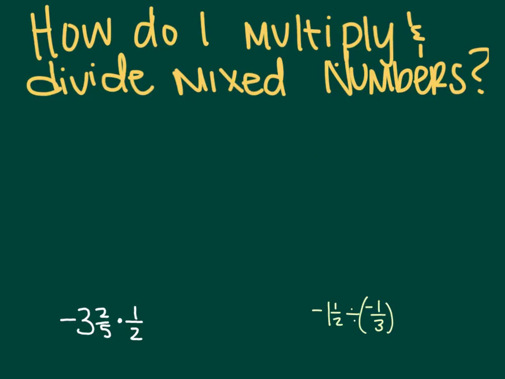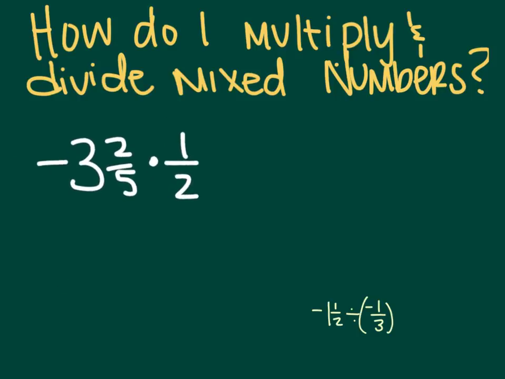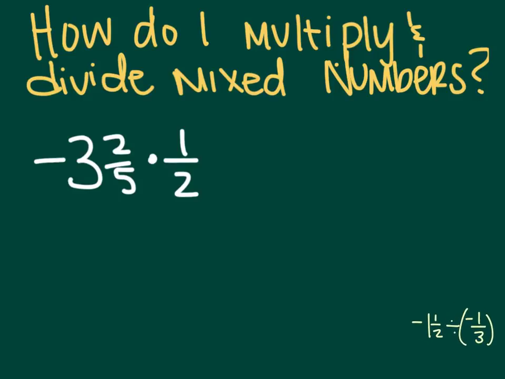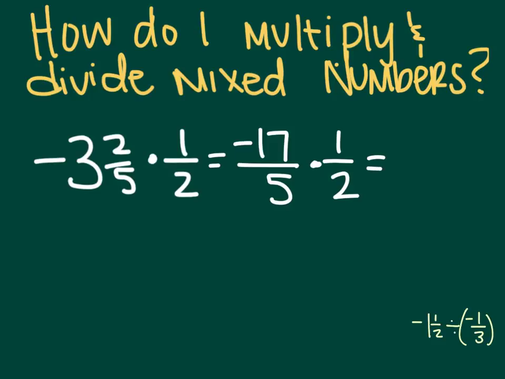All right, how do I multiply and divide mixed numbers? Very quickly here, because it's not really too new. When you're multiplying with a mixed number, you're going to want to turn it into an improper fraction. That's true anytime you see a mixed number. So 5 times 3 is 15, plus 2 more would be 17, and then you want to carry that negative sign over also. So -17/5 times 1/2. Look to see if you can cross simplify, which we can't. So my final answer is going to be -17/10, which we can turn into -1 7/10.